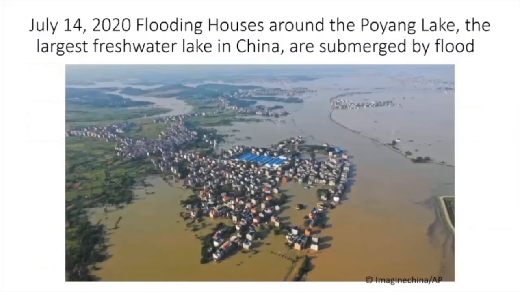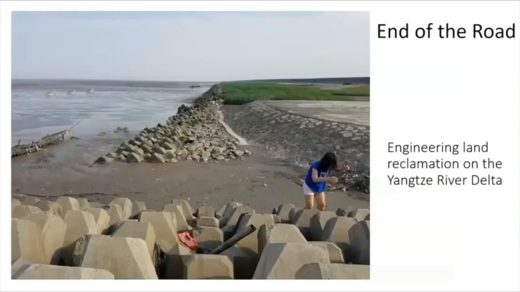And the downstream impacts of that flooding is shown here. This is July 14th in 2020, further downstream in the Yangtze near Nanjing. You have this Poyang Lake area, and you can see this whole area is just inundated with muddy water. And this is the end of the road.